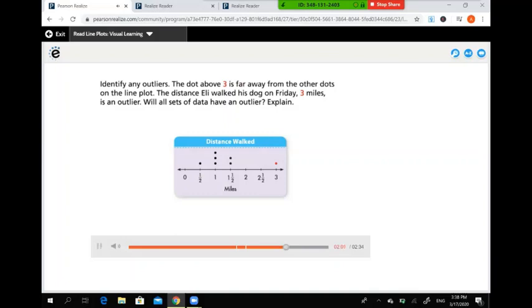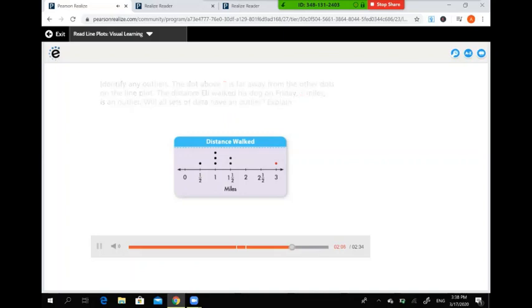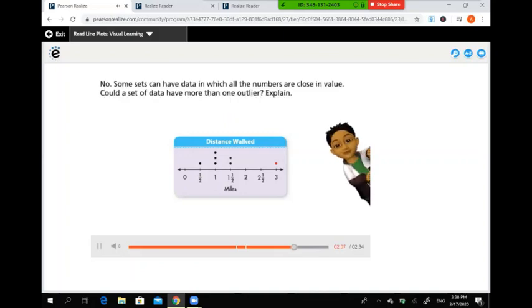Will all sets of data have an outlier? Explain. No, some sets can have data in which all the numbers are close in value. So if they are close in value, it means there is no outlier. Could a set of data have more than one outlier? Explain.